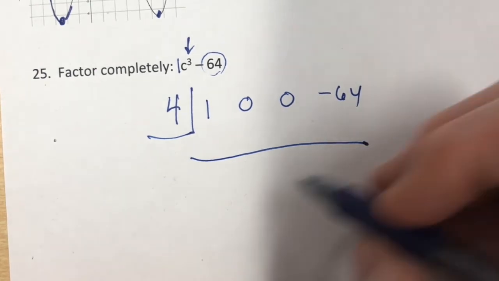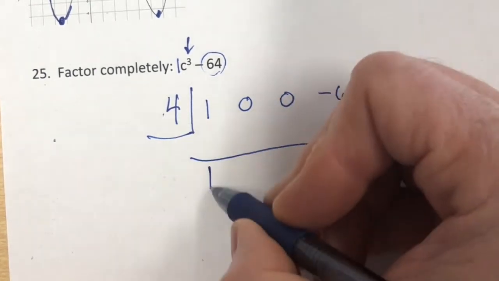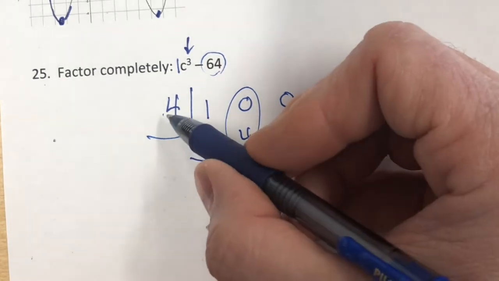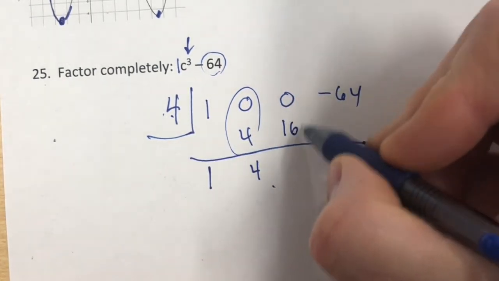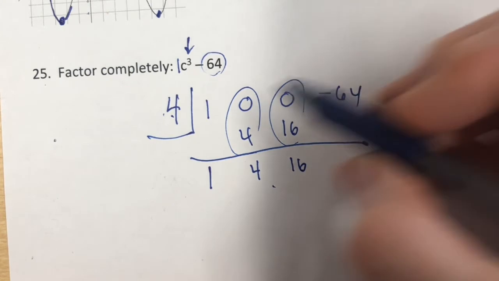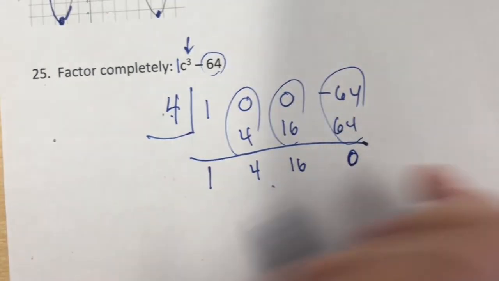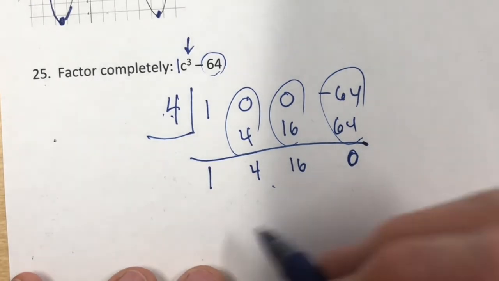Okay. This 1 comes straight down. 4 times 1 is 4. And I add those, which is 4. Now I do 4 times 4 again, which is 16. And I add those, which is 16. Now I do 4 times 16, which is 64, and I add those, which is 0. So it divides perfectly. And so here's what we have.